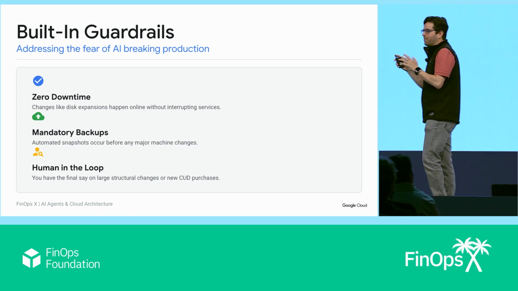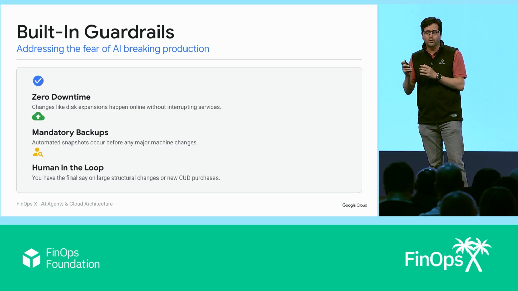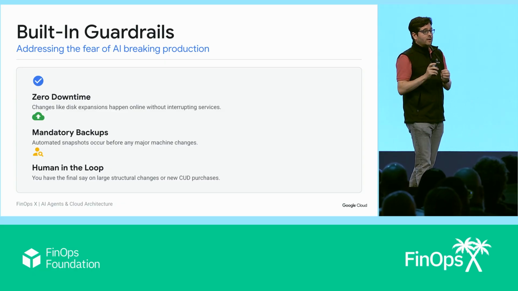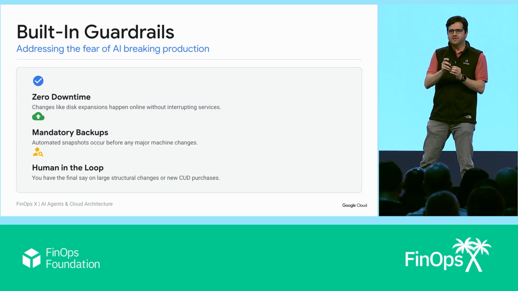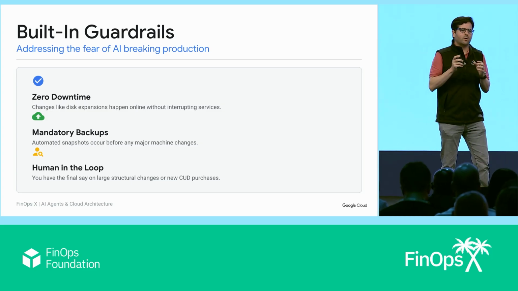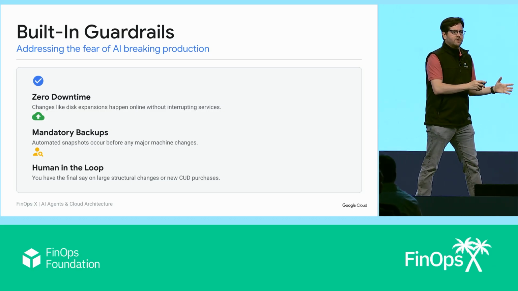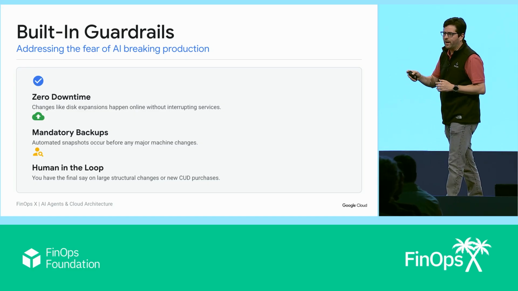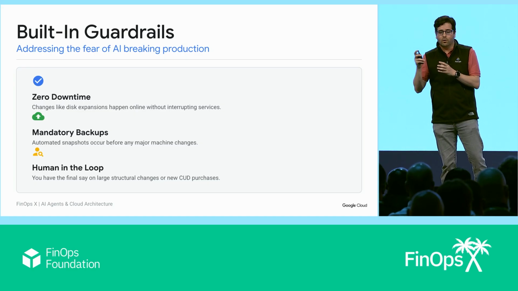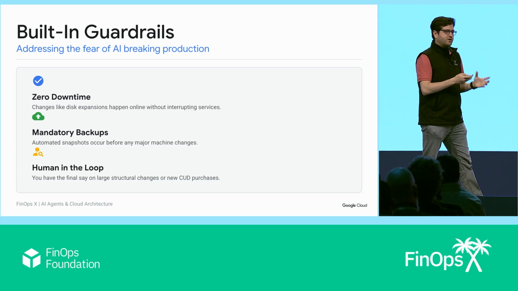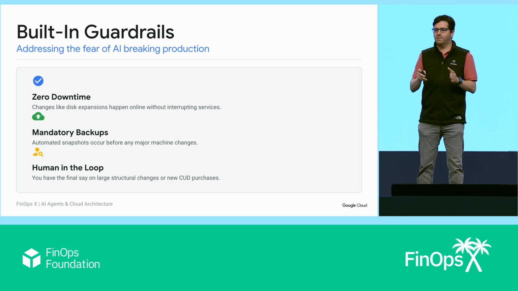But then what about the action part? What about the execution? We built guardrails. We told the agent that it can always execute by itself things where there's zero downtime. If there are things like expanding a disk, that doesn't require the VM to be shut down. It doesn't have any impact on the system, so it can go ahead with things like that. For other activities where the VM or the computer will need to go through major changes, we tell the agent, you always have to take a snapshot. There has to be a backup.